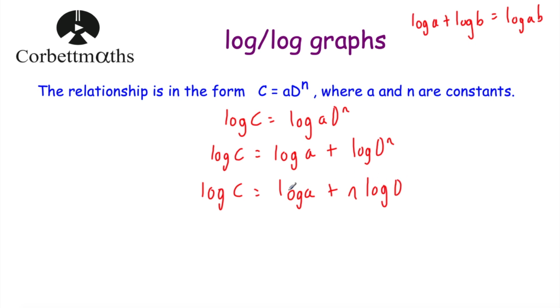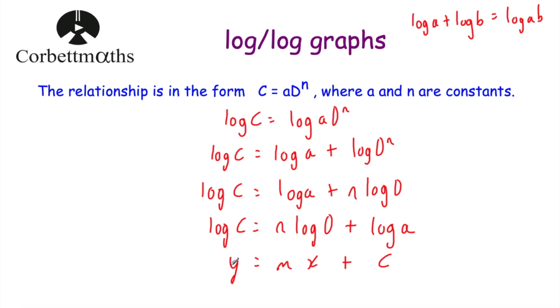And then finally, I'm going to swap these around. So I'm going to write log C is equal to n log D plus log A. Now if we have a look here, we've got log C is equal to n log D plus log A. Now remember that A and n are constants, they're just numbers. So if we work out log A, that'll just give us a number, and n's just a number there as well. So this is in a similar form to y equals mx plus c.